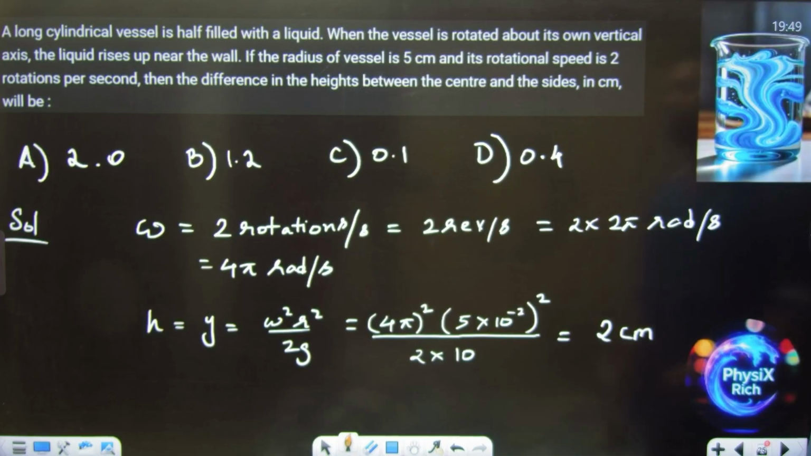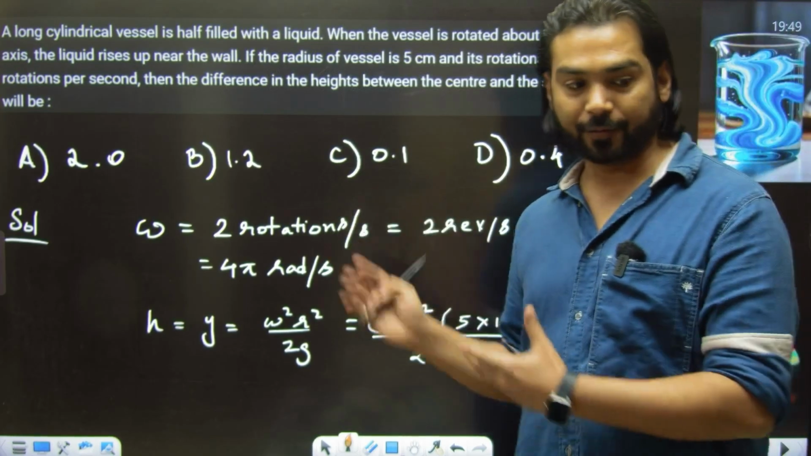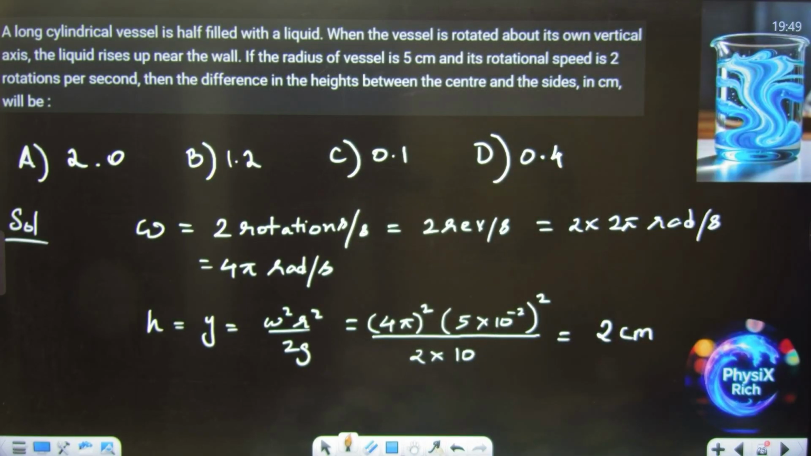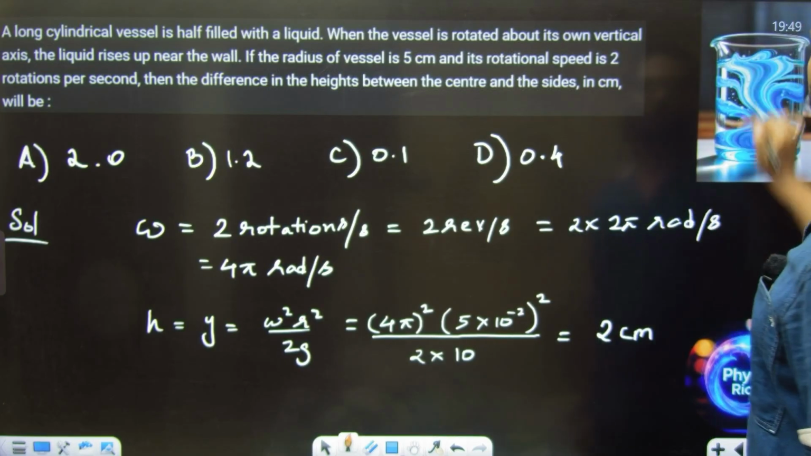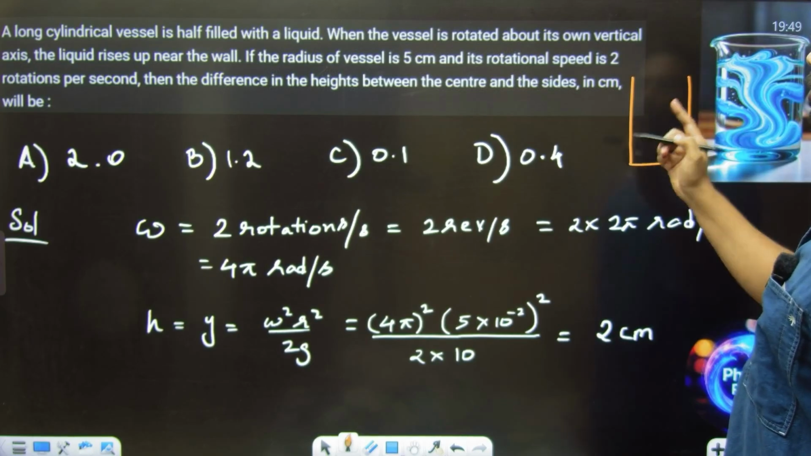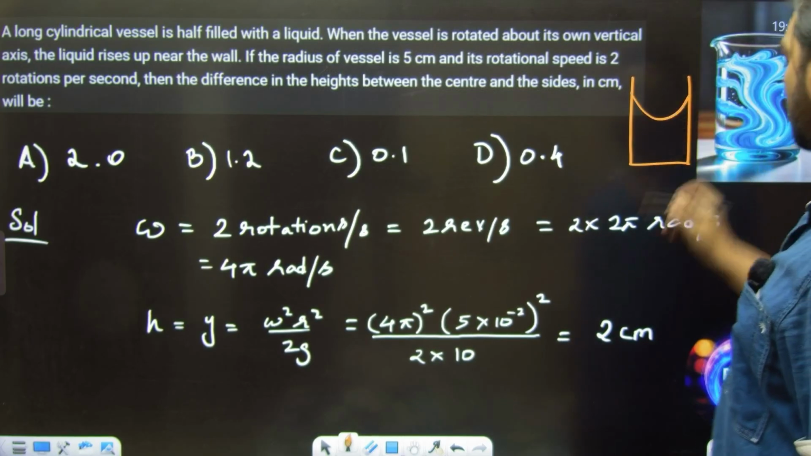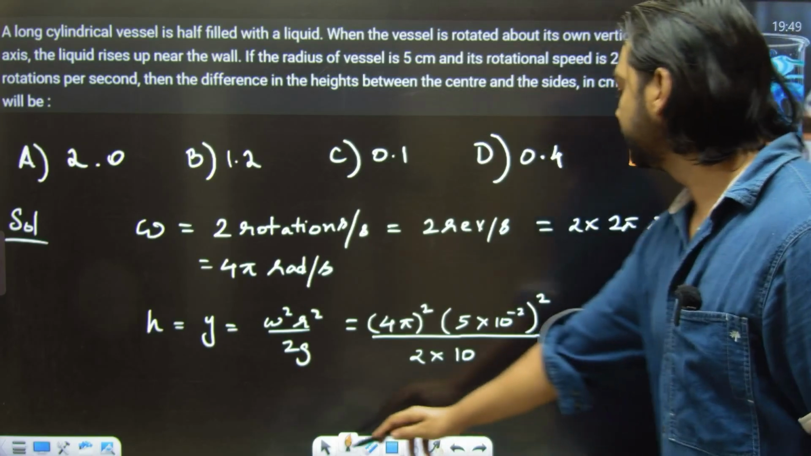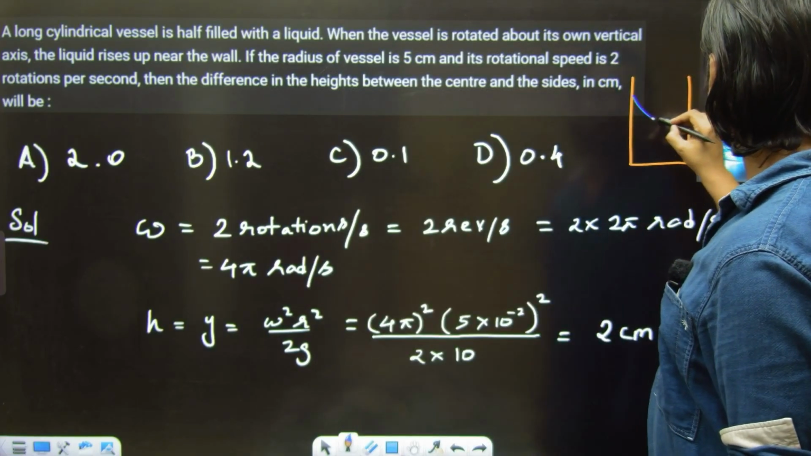Okay. Let's take another look at this problem. You can pause the video and read for yourself, and I'll solve it in a moment. There's a long cylinder which is half filled with a liquid, and the vessel is rotated about its own vertical axis. So there's a long cylinder, kind of like this one, and then it's filled with liquid, and then you rotate it, and liquid is seen to be rising along the wall. Let's make the liquid in blue color. It's kind of like this.